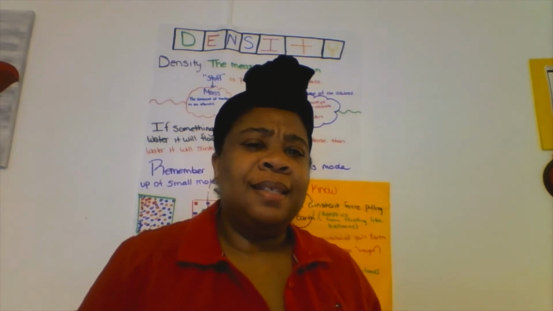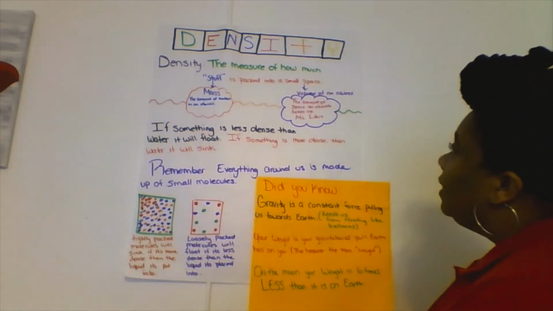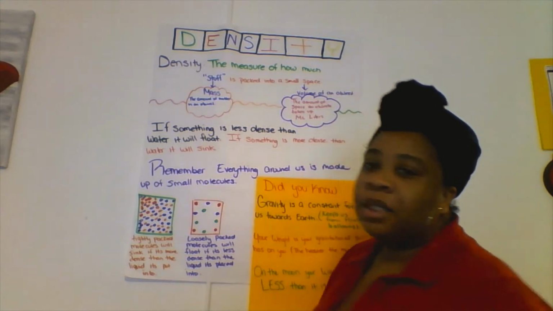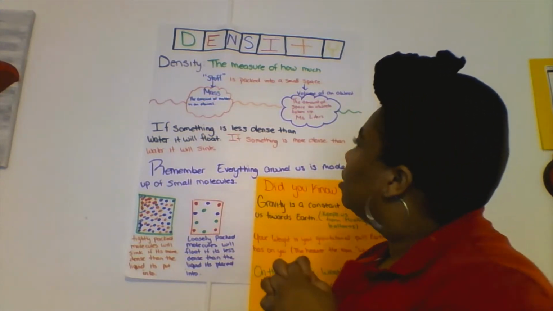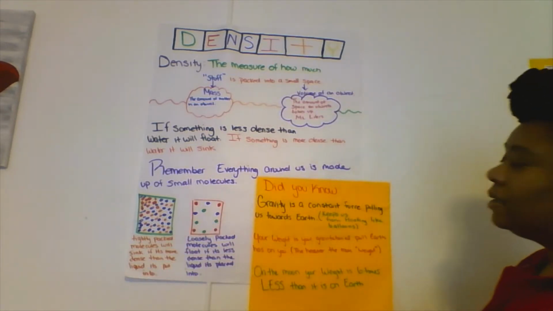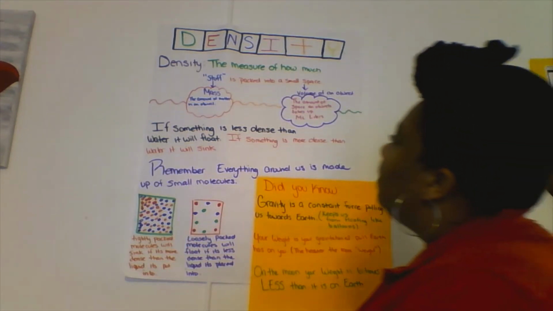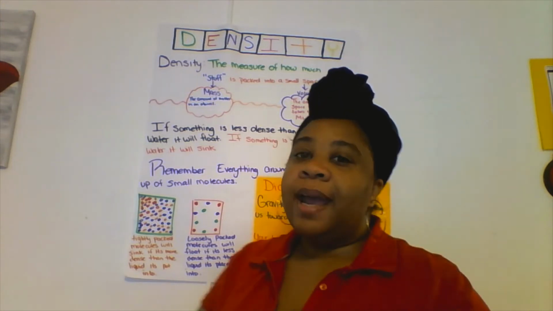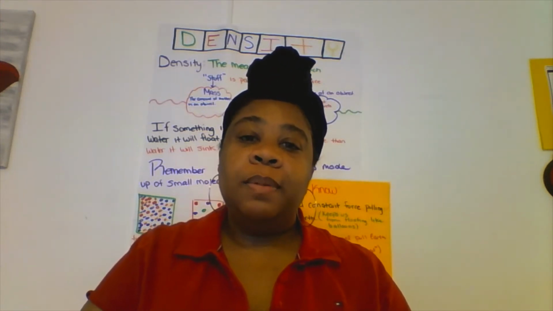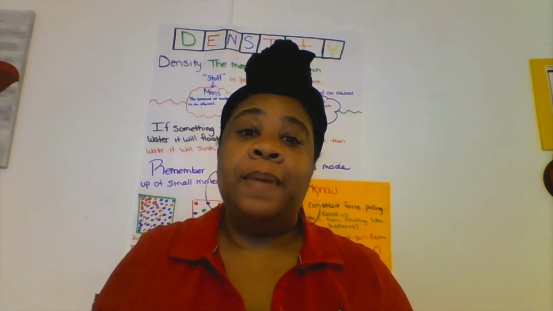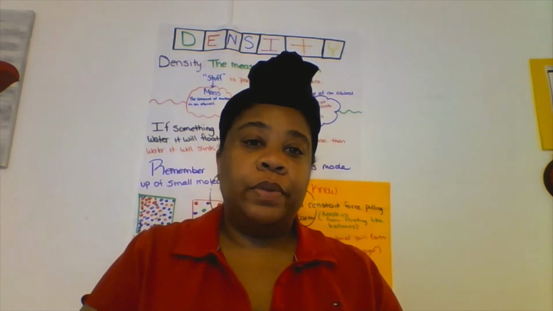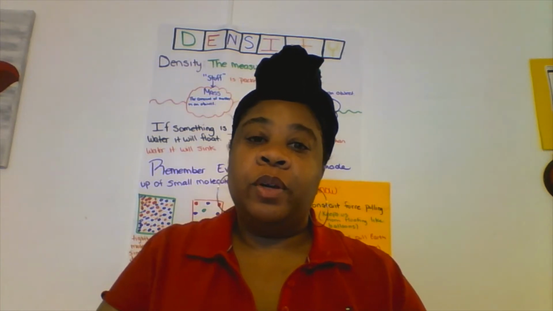What exactly is density? Density is the measure of how much stuff is packed into a small space. Now, when we talk about stuff, we're talking about the mass. The mass is the amount of matter in an object. Everything has matter. So when we're measuring mass, typically we measure it on a triple beam balance and it's measured in grams and kilograms.